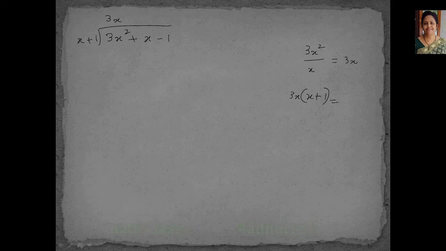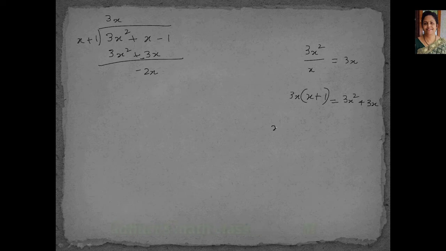You will get 3x into x is 3x squared, plus 3x into 1 is plus 3x. We will write this product here and subtract it from the dividend. 3x squared minus 3x squared is 0. X minus 3x, here the sign will change, is equal to minus 2x.